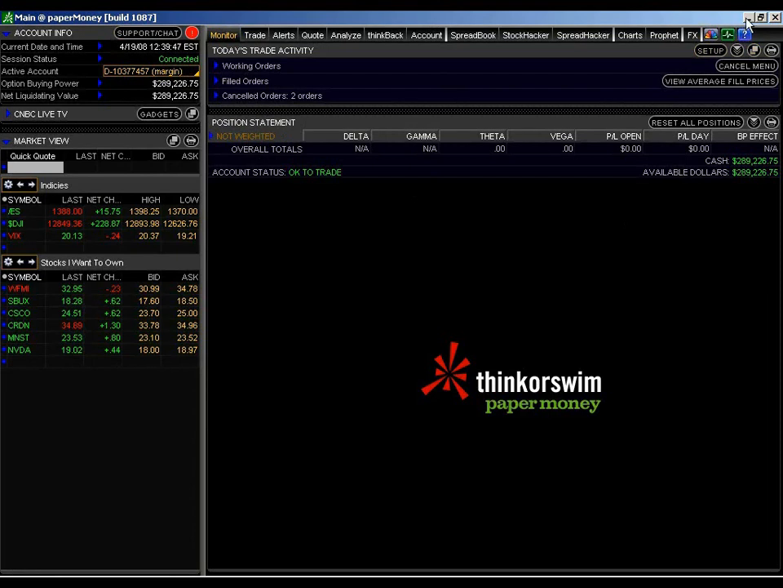When you sign on to the TOS platform, you can choose either the paper money or the regular platform. They also have now an InvestTools paper money option. But I'm going to use the paper money, which is not a real account. This is a paper trading account that you can use to get started.